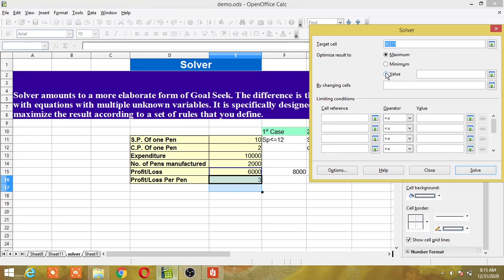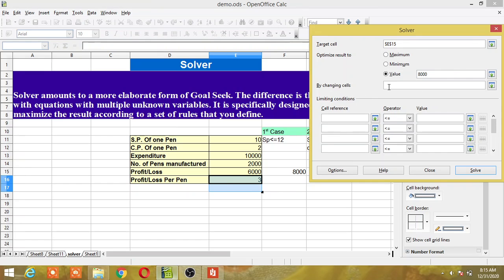Now you can give optimize result to. You can select maximum or minimum or value of. That means you can give the value here and you can select this should be the maximum value I want, or this should be the minimum value I want, or this is the exact value I want. So I want exactly 8,000 as my profit, so I'll enter here 8,000.